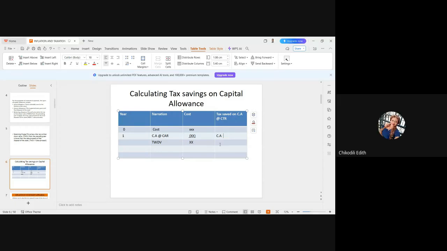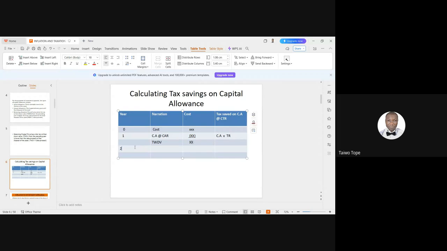So I think we should use figures. This is a format. We are going to solve an example, so just follow what I'm doing. The capital allowance multiplied by the tax rate given in the question. So this tax written down value is for year one. As at year two, you compute your capital allowance based on this value here.